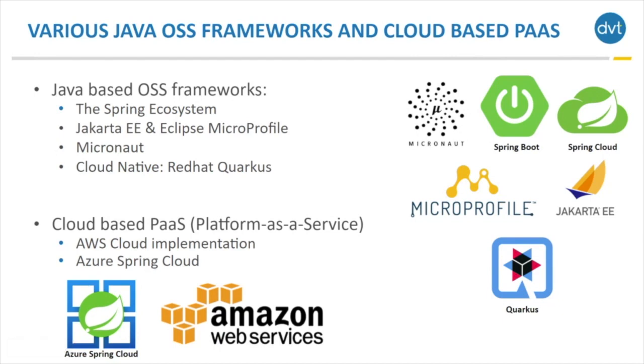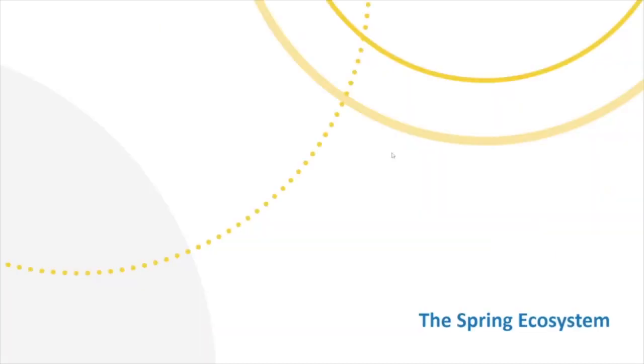I'm emphasizing the Azure Spring Cloud because it's a very unique platform as a service that has been built by Microsoft, and it allows you to deploy your existing Spring Boot applications, which you might already have running at your client side, straight into their Azure system without any code changes, and still enjoy the power of cloud from Azure. Similar things can be done on your AWS services also. So let's deep dive into the Spring ecosystem.